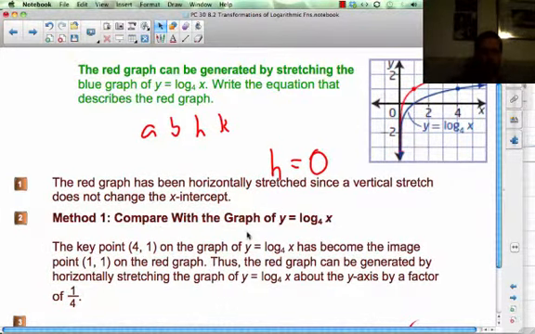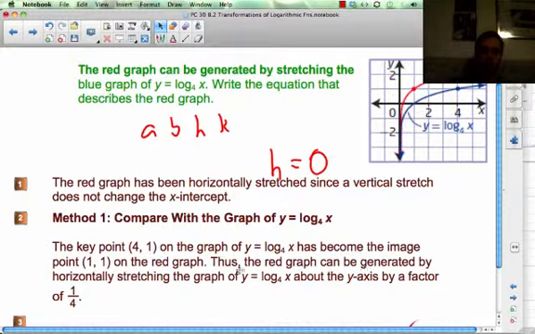Okay, now, comparing the graphs. So we look at maybe one key point on the blue graph, the original graph, log base 4 x. The key point is (4, 1), so that's this right here. So let's apply some kind of stretch and shift to make this happen. But we know there hasn't been a horizontal shift because there's no asymptote movement. Okay, so this is not represented by a horizontal shift, it's represented by a series of stretches. So (4, 1) becomes (1, 1).